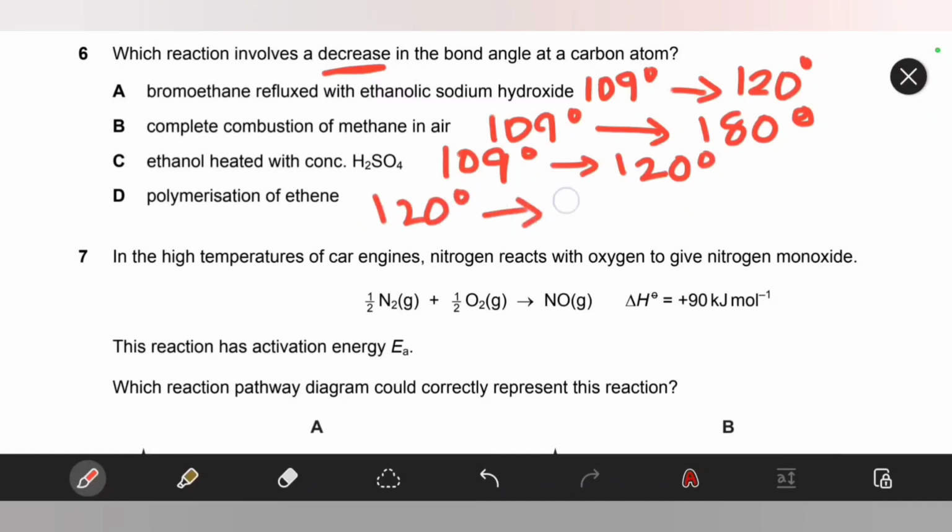And in D, polymerization of ethene, this is actually a decrease in bond angle from 120 degrees to 109 degrees because ethene is an alkene having a double bond in between, so 2 hydrogen atoms are connected to one carbon, making an angle of 120 degrees, but in the polymer formed after the addition reaction, the double bond will be broken and all the carbons are bonded in a tetrahedral manner, so the angle will decrease.